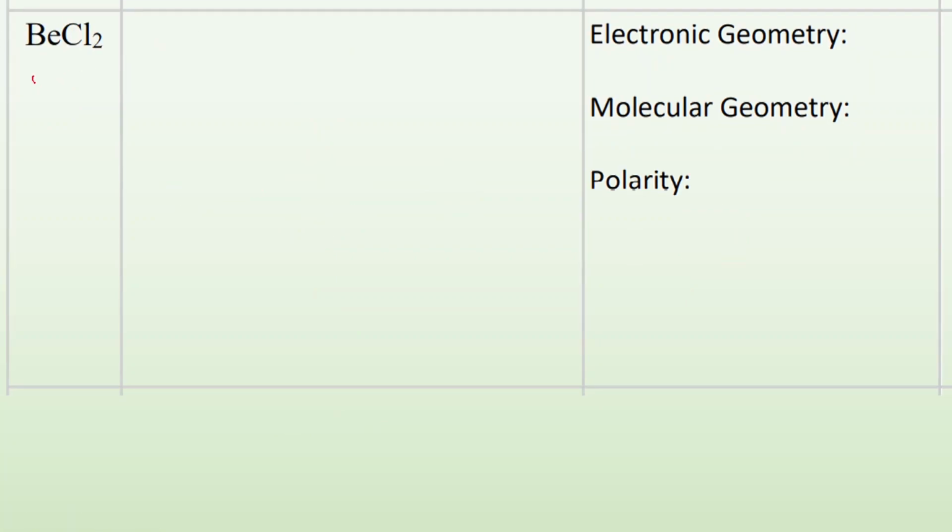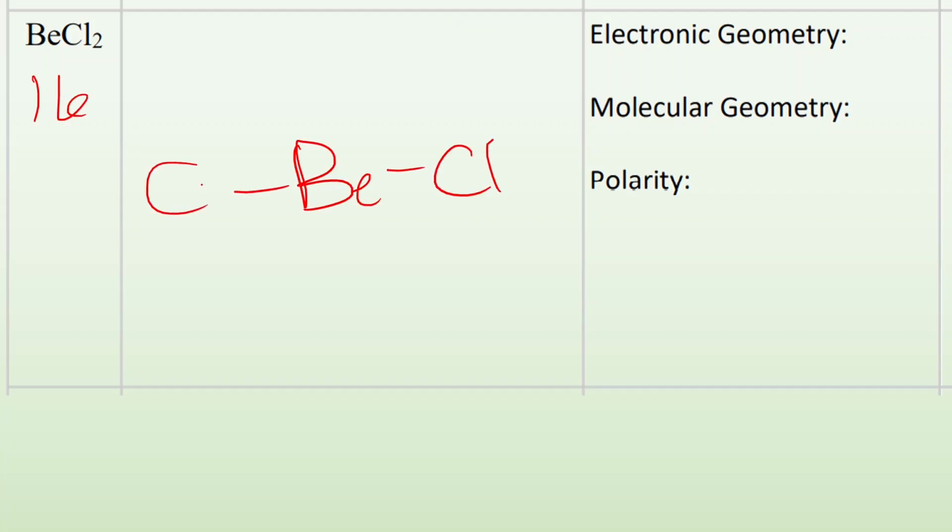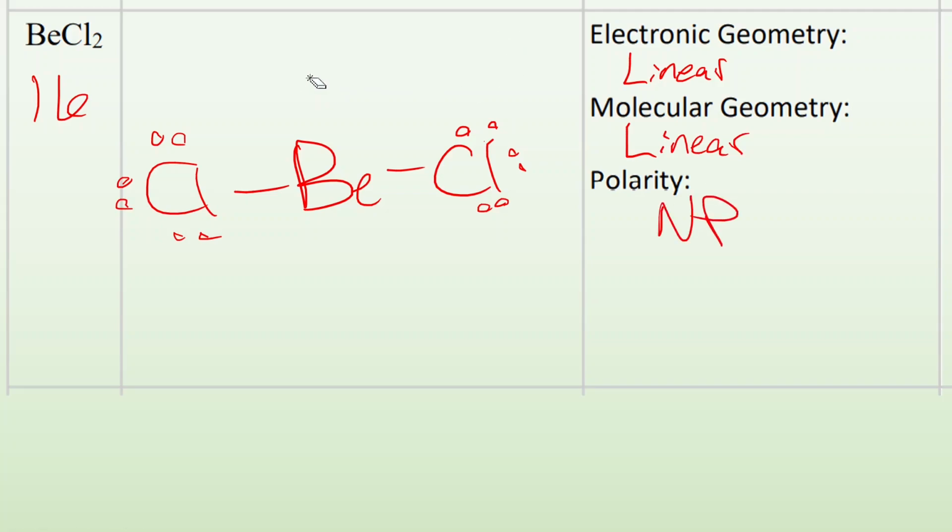BeCl2 has a total of 16 valence electrons. So I put Be in the middle. I make the 2 bonds to the chlorines. I finish the octets around the chlorines, and I will have placed all 16 of my valence electrons. So if we're talking about the geometry around Be, well, 2 domains makes it linear. No unshared pairs of electrons around Be means it's also linear. And the polarity would be non-polar, right? Because we got multiple lines of symmetry in that Lewis structure. Tells us it's a non-polar molecule. The charge is symmetrically distributed.